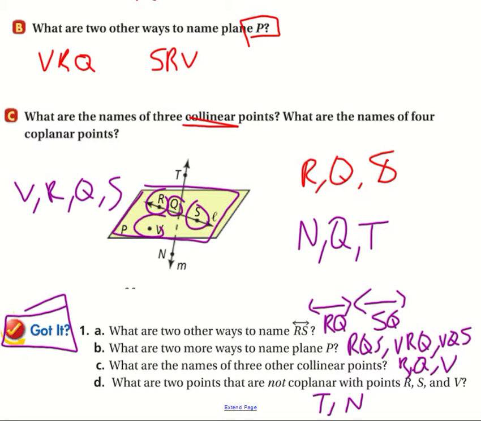So now you can check your answers with mine. 2 ways to name RS, RQ or SQ with those arrows on top. 2 more ways to name plane P, RQS, VRQ, VQS. 3 other names of 3 collinear points, RQV. And what are 2 points that are not coplanar with points R, S, and V? T and N. So now we're ready to move on.